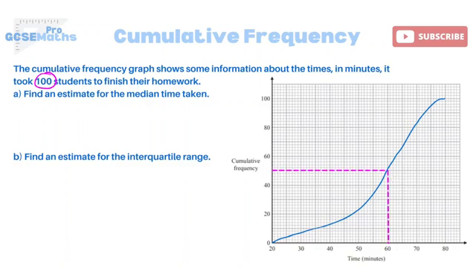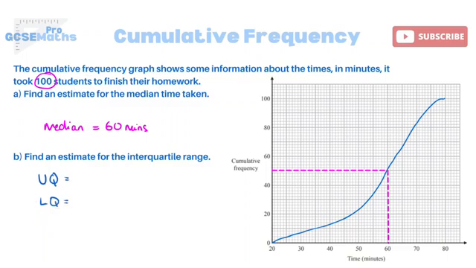Okay, this one's quite nice, you can see it's pretty much exactly on 60, isn't it there? So the median is 60, in this case minutes. Now they'll probably give you the units anyway in the answer box. Okay, part B, find an estimate for the interquartile range. So exactly what we just did in the previous question. We want to know the upper quartile and the lower quartile.